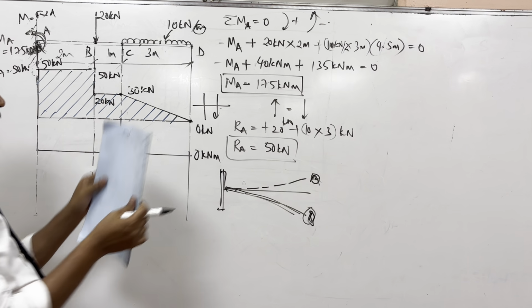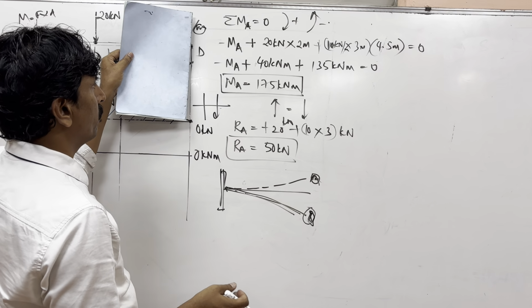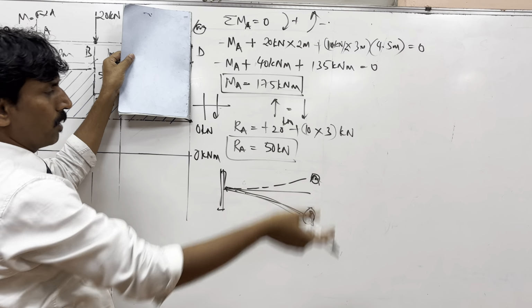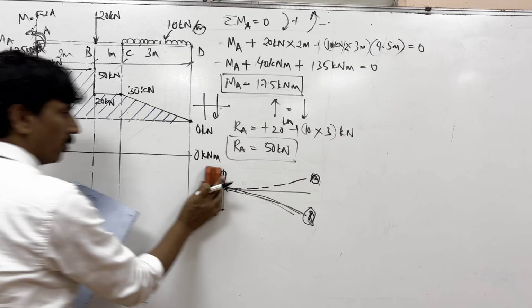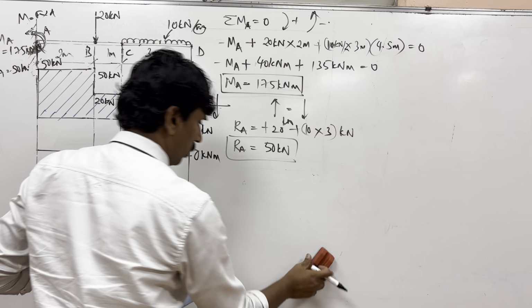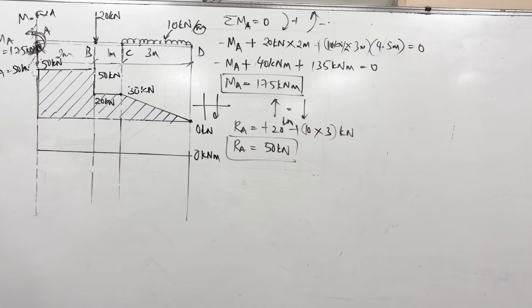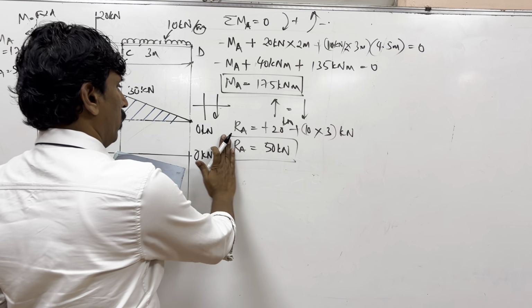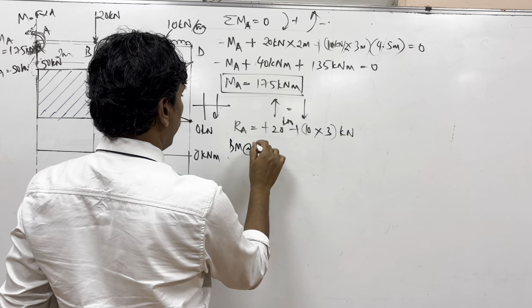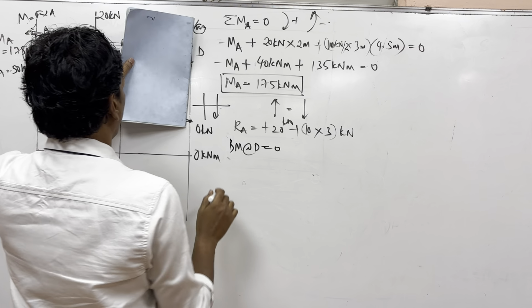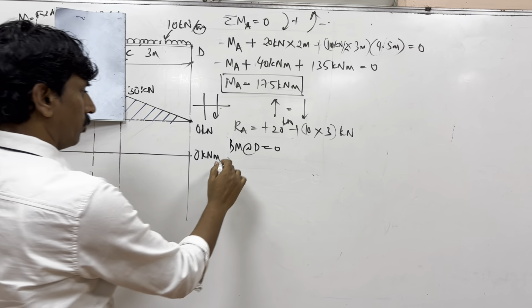Okay. Now I start very similar to the simply supported beam. I am here. What is the bending moment? So bending moment at D is equal to 0. What about bending moment at C?